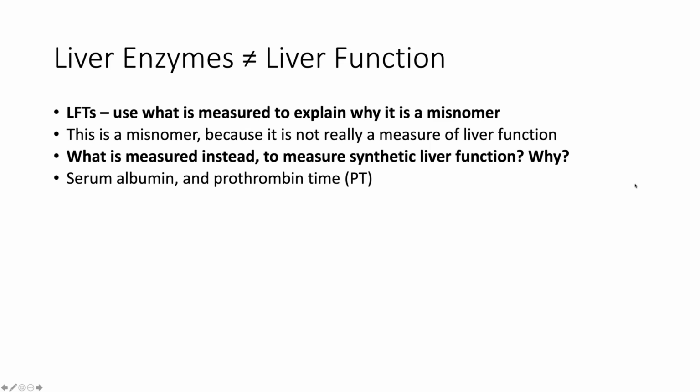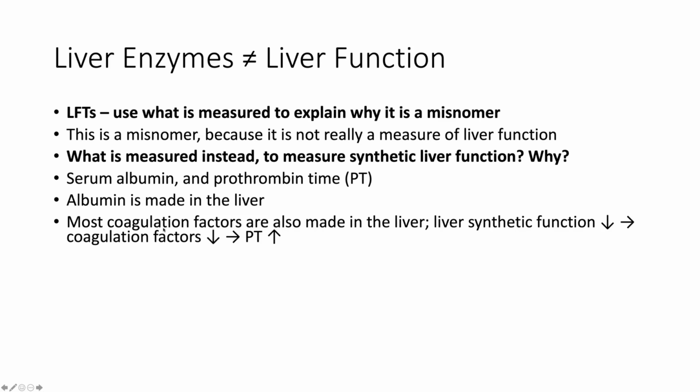So albumin is made in the liver, right? And most coagulation factors are also made in the liver. So if you have low synthetic function, your coagulation factors are going to go down, and so your PT is going to be elevated. These are the ones that we actually use. If you want to test someone's synthetic function, the classic ones to measure are PT and serum albumin.